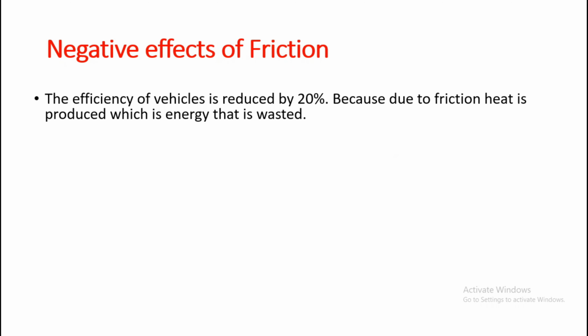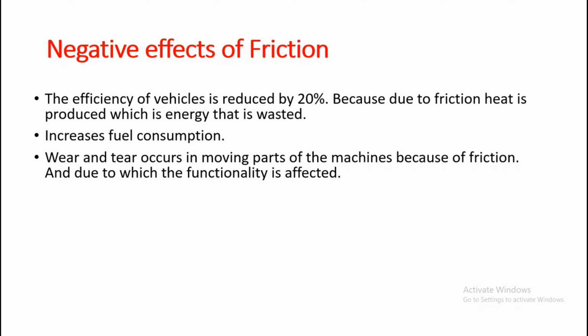Negative effects of friction are that the efficiency of vehicles is reduced by 20% because of friction. Heat is produced and energy is lost or wasted. Due to this, there is increased fuel consumption as well. So 20% of efficiency is reduced and more fuel is lost because of friction. Wear and tear also occurs in the parts of the machinery, and that is why we spend money on machinery and replace the different parts periodically in order to have good functionality.